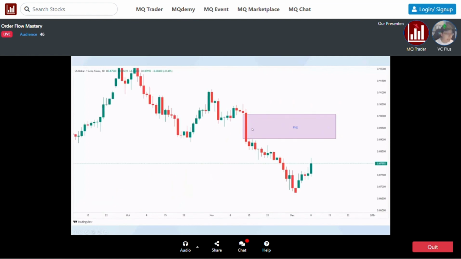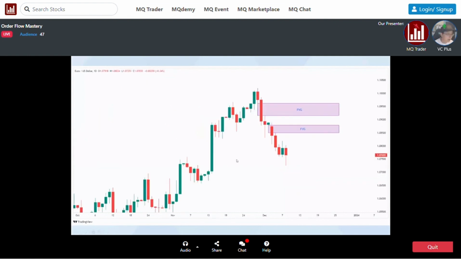More examples. You can see over here, this is a very huge fair value gap. First candle, third candle, huge gap there. What tends to happen is the market would likely be attracted back towards this area here, because it needs to fulfill that kind of imbalance.